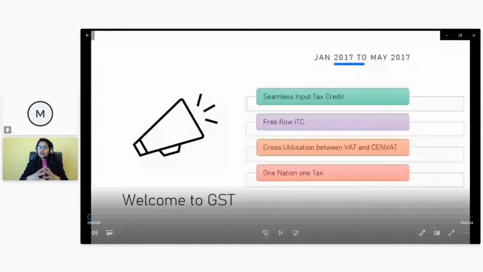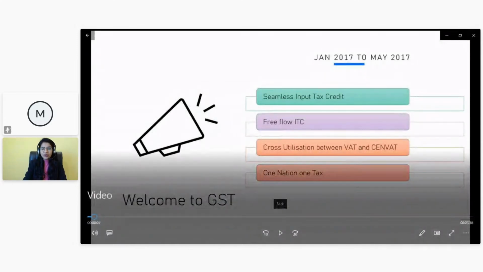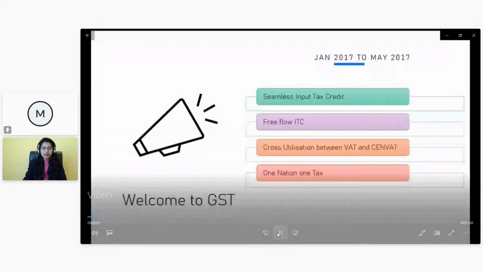So after the introduction of GST, the idea was that we are going to have only one tax, and you can easily exchange that, easily use that. The ITC can be easily utilized. Along with that, there's a free flow of ITC. But whether this actually happened or not, that is one thing we have to understand.